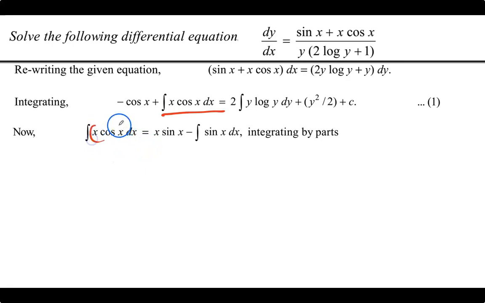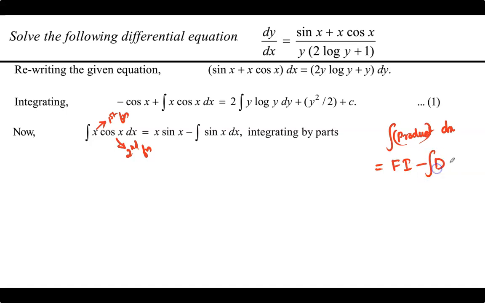Since the integrand is a product of two functions of x, and since one of these functions is x, we can take this as the first function and cos x as the second function. Remember that the integral of a product of two functions with respect to x can be expressed as first function into integral of second, minus integral of derivative of first into integral of second.